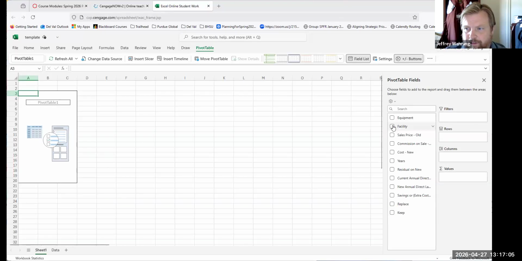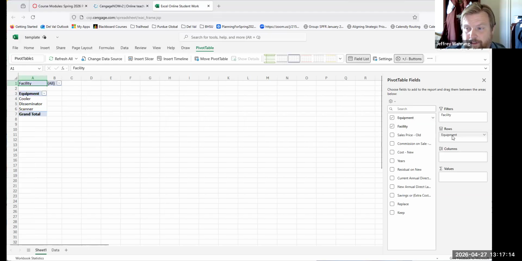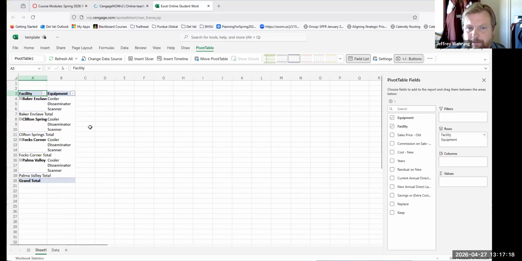So, okay, so we're just looking... We can put this facility... we need to know... We also need to know the equipment. I'm going to just put here... You could filter either one of these. Actually, I'm going to put both of them in here because we can look at it and say, okay, I'm going to filter... I just want the Clifton Springs, and I just want the scanners.